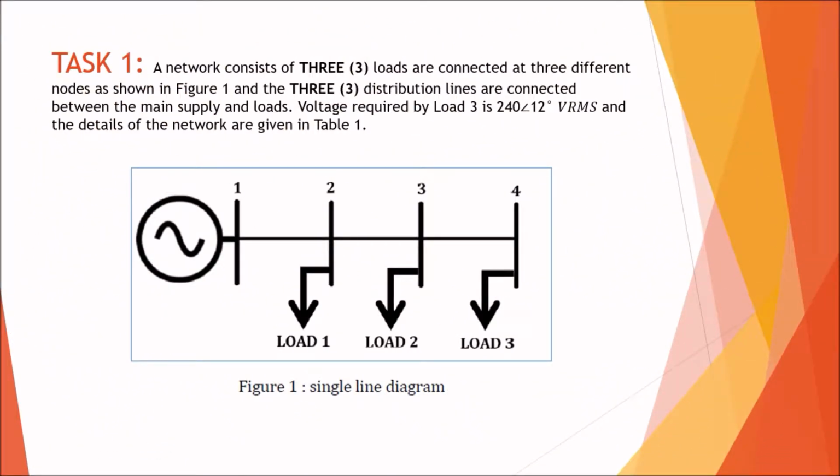A network consists of 3 loads connected at 3 different nodes as shown in Figure 1, and the 3 distribution lines are connected between the main supply and loads. The voltage required by Load 3 is 240 angle 12 degree volts RMS, and the details of the network are given in Table 1.